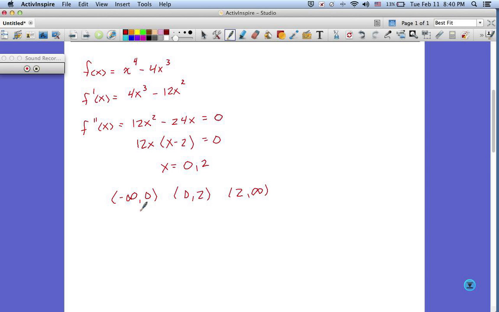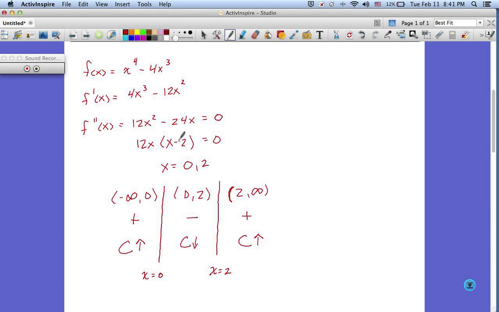So let's test this. Let's take negative 5, for instance. Well, that makes a negative, and a negative times a negative makes a positive, so that is concave up. Take 1, positive and negative makes a negative, so that is concave down. Let's take the value 5. Positive, positive makes a positive. This is concave up. So, right here, we have a change in concavity at x equals 0. And here we have a change in concavity at x equals 2.